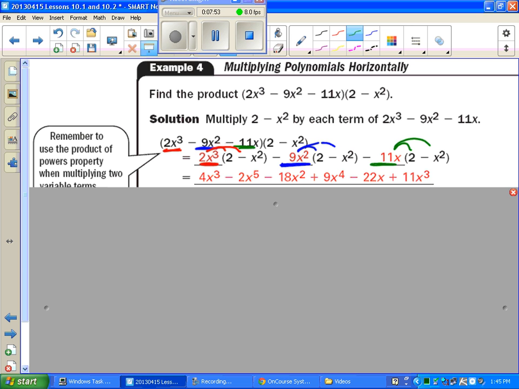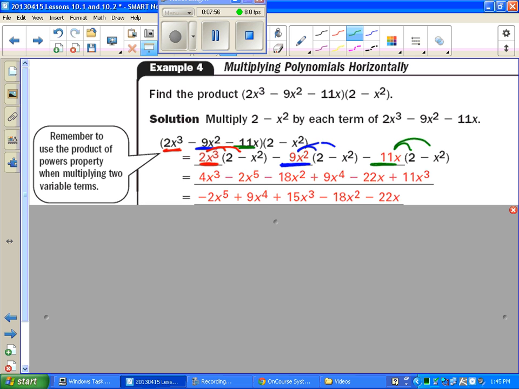Notice we have a whole bunch of terms here. We can combine a lot of the like terms. First one we want to put is our x to the fifth power. So you always want to count down, remember? So negative 2x to the fifth, that's the only one that goes with that. That goes first. Then we have 1x to the fourth power. That's plus 9x to the fourth power. Notice that's the next one.